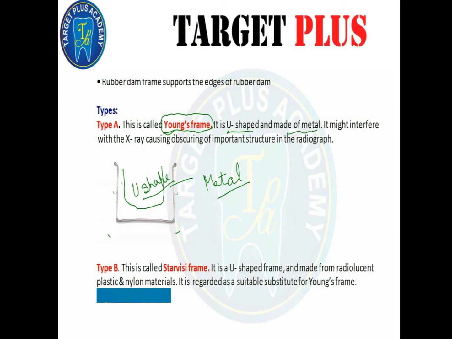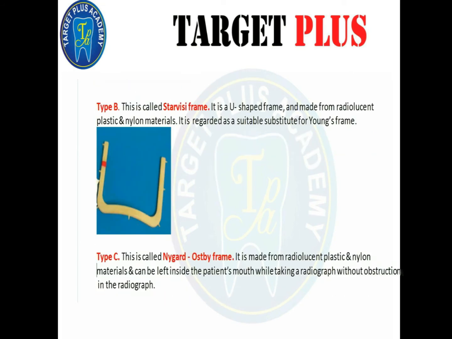Now next is the Starvici frame. So it is a U-shaped frame made from radiolucent plastic and nylon material. It is regarded as suitable substitute for the Young's frame. So you can get one image based question asking which type of frame this is. It is Starvici frame.